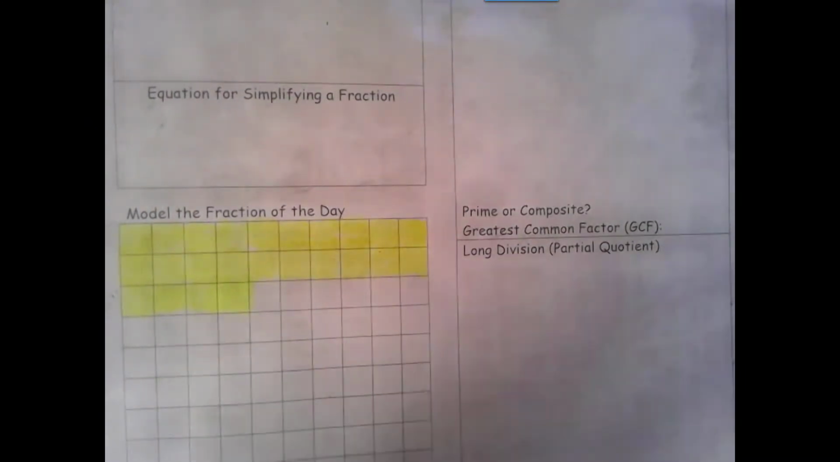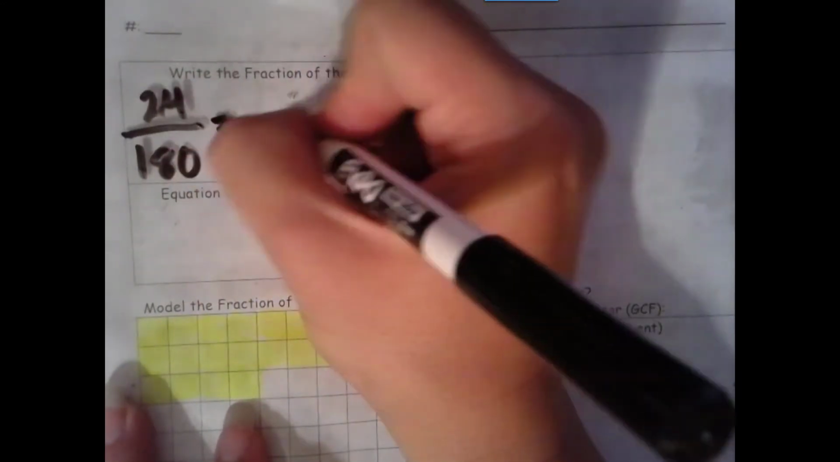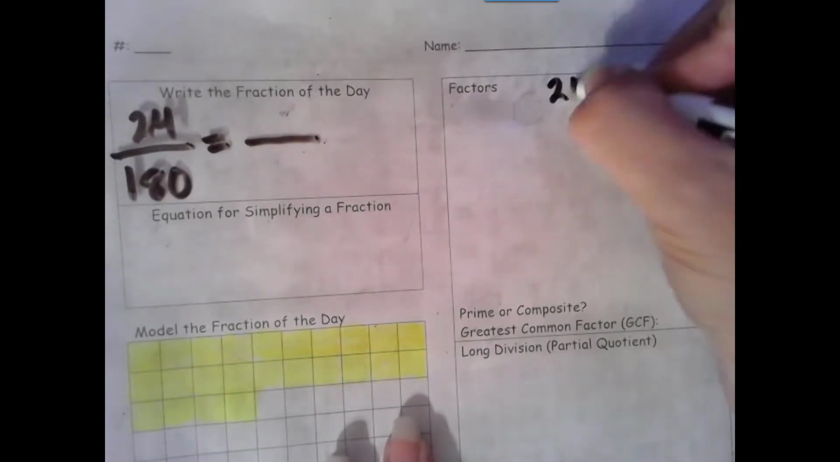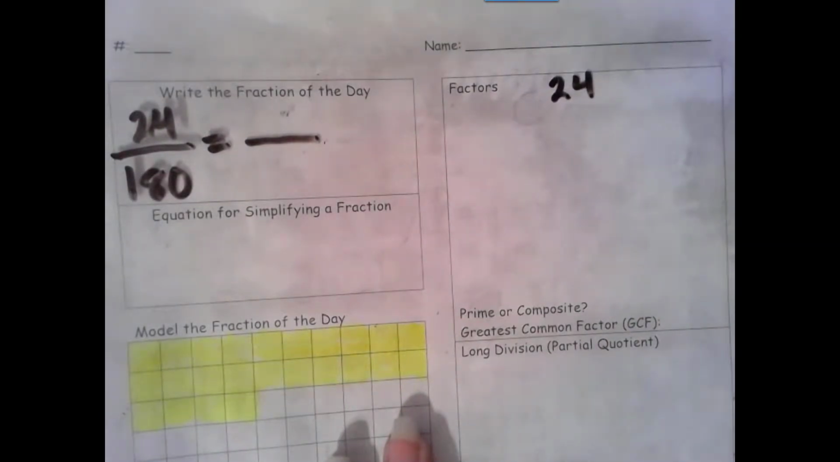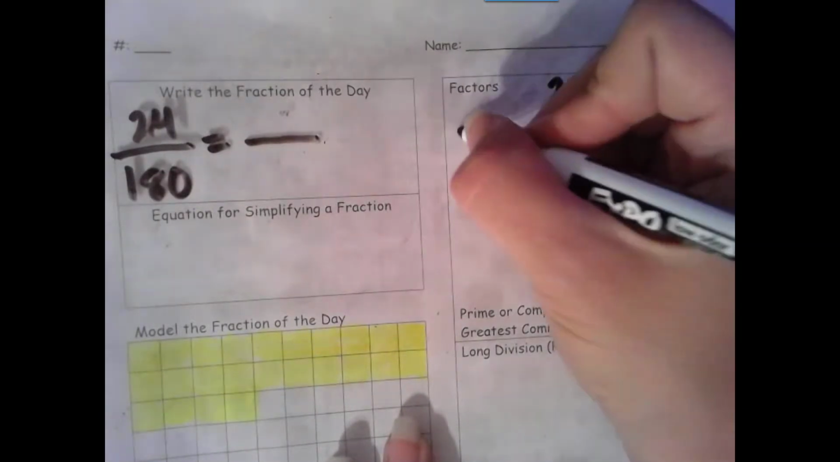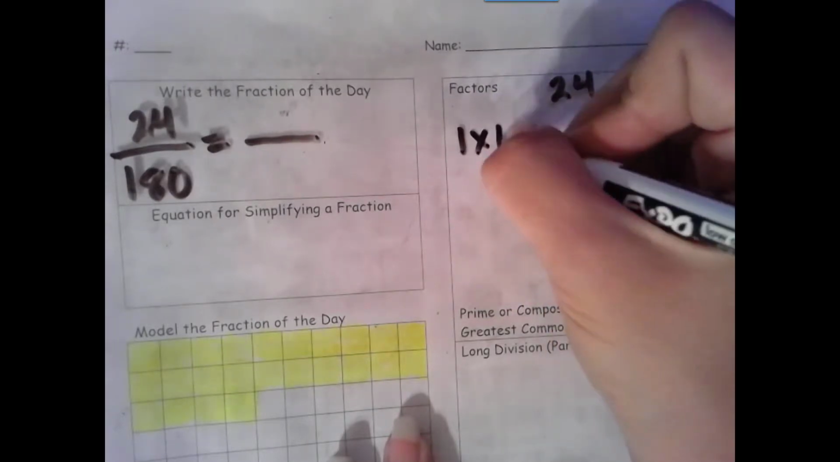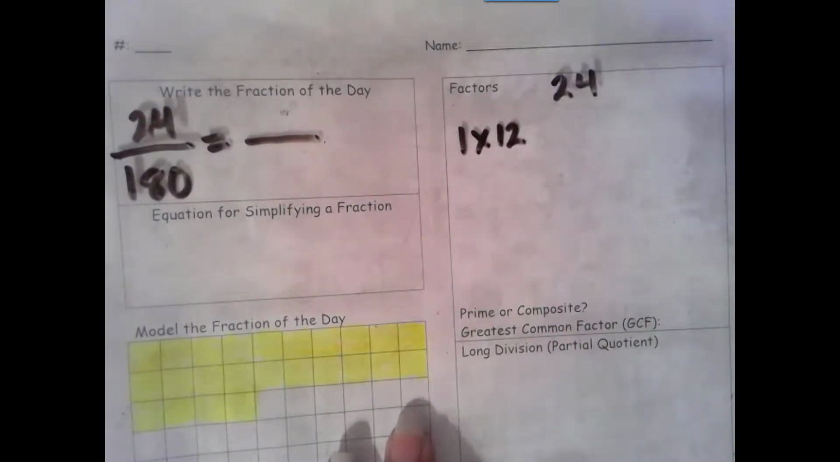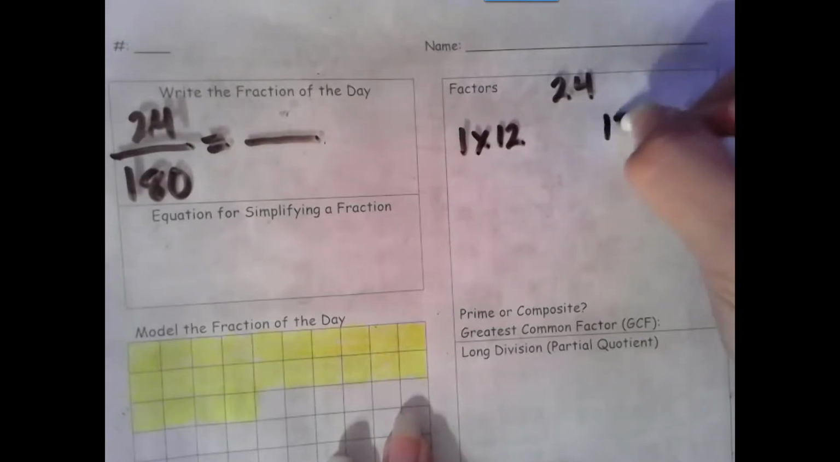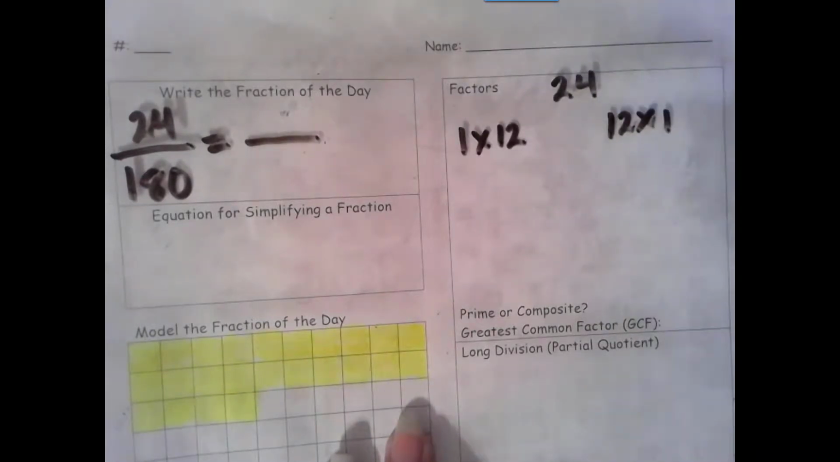Okay, let's get down our beginning fraction. Our denominator is 180 because it's our total amount of school days, and our numerator is 24. So we need to find our factors of our numerator, 24. Two factors we always know are 1 and the number itself. Using the commutative property of multiplication, I can write it down as 12 times 1.